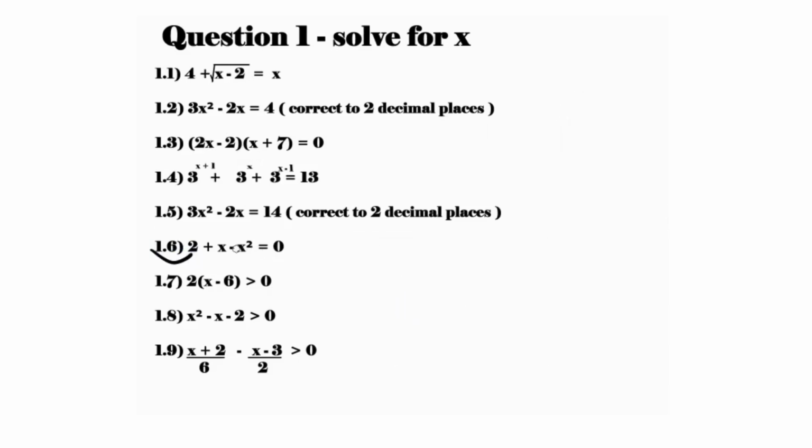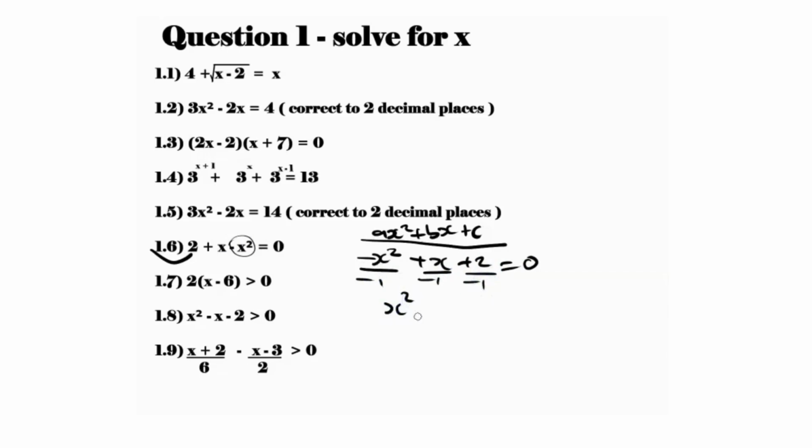So 1.6, remember, first things first, we must make sure we put everything in a quadratic format, which means this one starts first, and the quadratic format is like this. So you must put this thing like this first. We are going to get a mark for that. Plus x, remember it's -x squared here, goes with the sign, plus 2 equals 0. Because our a is negative, we are going to divide everything by -1, so we can be able to factorize this.